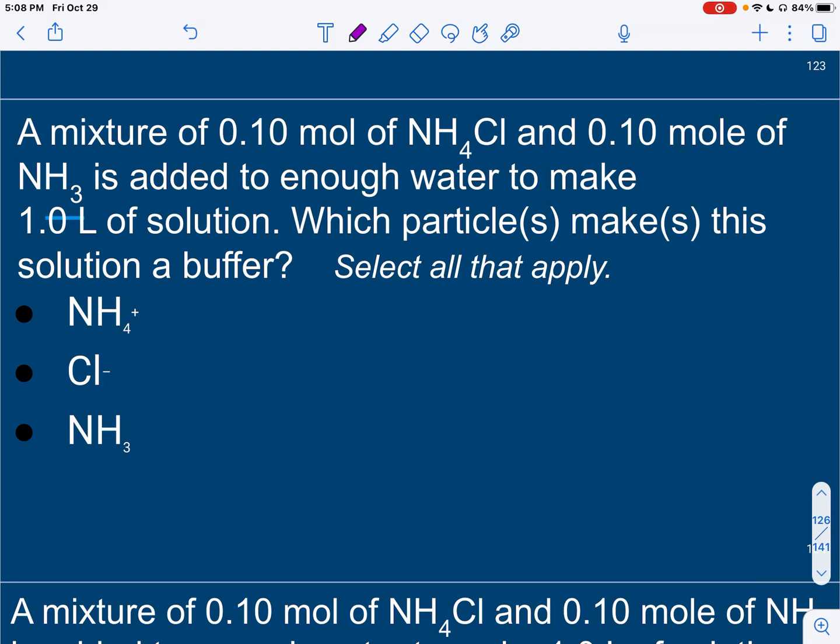All right, a mixture of 0.1 moles of NH4Cl and 0.1 moles of NH3 is added to enough water to make 1 liter of solution. Which particles make the solution a buffer? We know that a buffer needs to have its weak acid or weak base and its conjugate. Here we have a weak base, NH3. We need that. And we also need its conjugate, NH4 plus. Cl minus doesn't matter. It's a spectator. It's there. Great. We don't care.